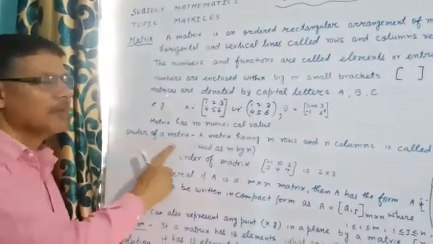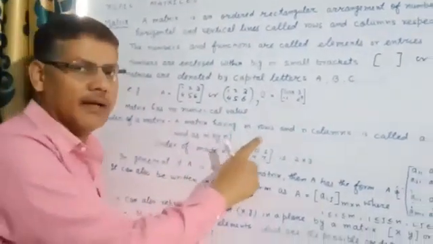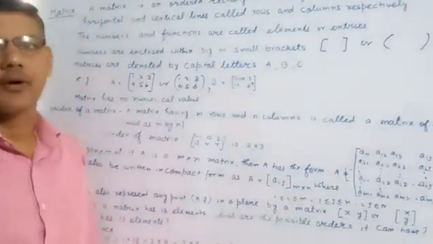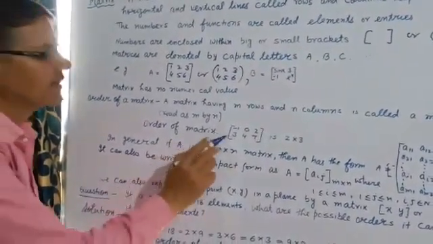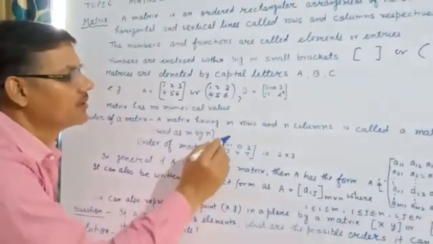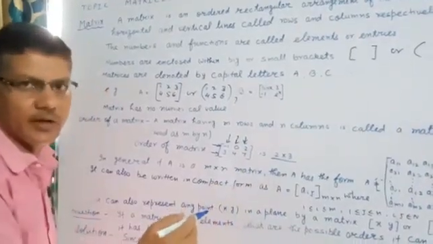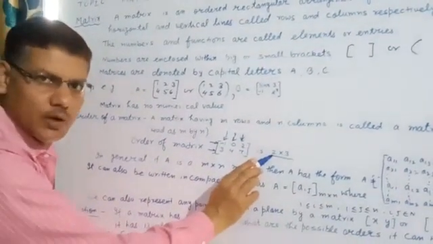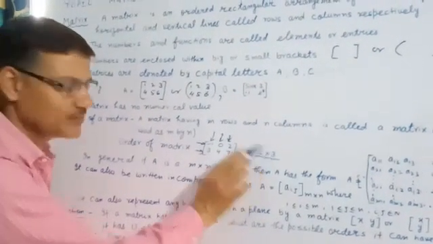Now, a matrix having m rows and n columns is called a matrix of order m by n. For example, order of the matrix given here, which has how many rows? 2 rows. How many columns? 3 columns. It is 2 by 3. It means it is clear. First of all, we have to write the number of rows, then the symbol by, then the number of columns.